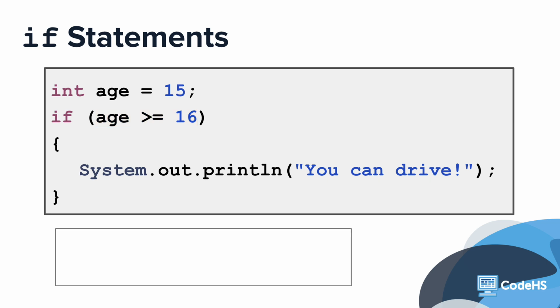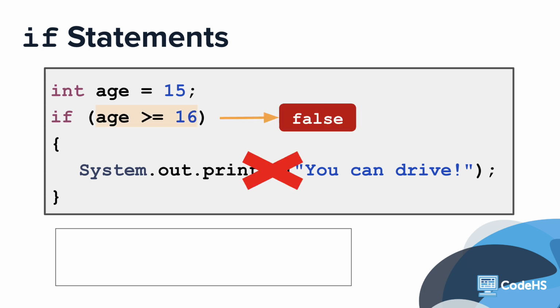Let's see what happens if the value of age is 15. This time, the Boolean expression evaluates to false, so the body does not execute. Instead, the program will skip over the body and run the next command in the program.